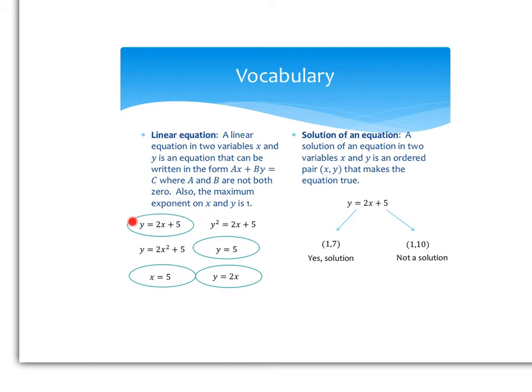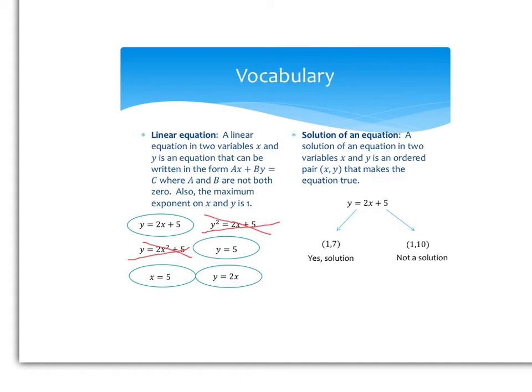By the way, here we've got y equals 2x plus 5. That's certainly linear. Here, this one is not. The reason why that's not a linear equation is because that y has a square on it. Also here, y equals 2x squared plus 5. That has an exponent of 2, so that's not going to be the case.